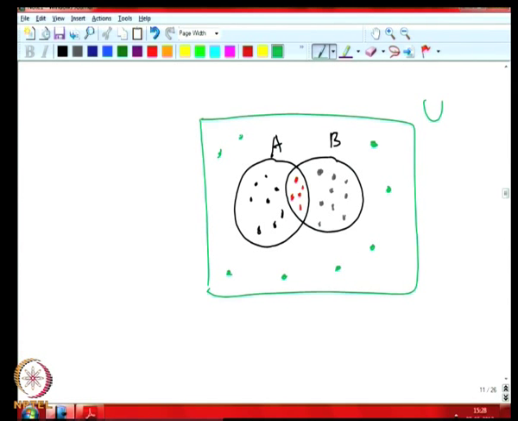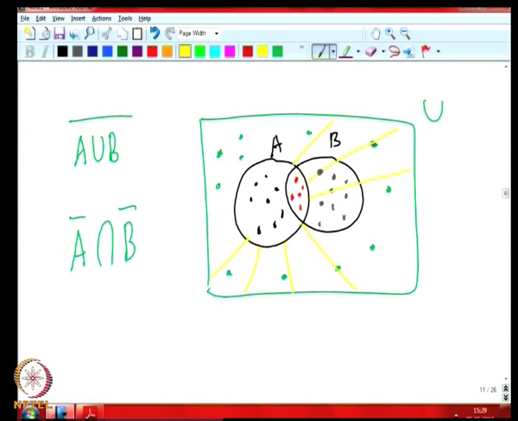What we are interested in is this green type of members, which are outside A and outside B, that means members outside A union B, or in other words, the members in A complement intersection B complement. You should note that A complement, I can mark using a light yellow color. So in the Venn diagram, this yellow region is A bar, and I can use this brown color to mark B bar.